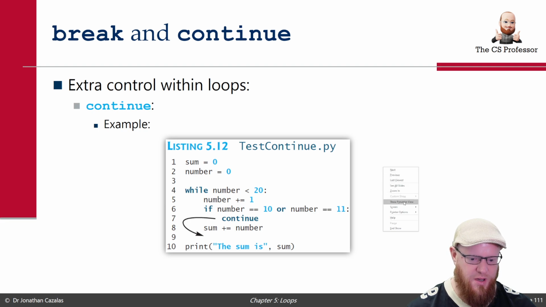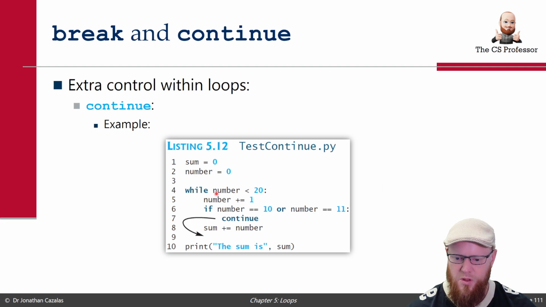We come to line 4 again. Is 11 less than 20? It is. We add 1 to number. Number is 12. Line 6 will no longer be true, and we're going to add 12 to sum, 13 to sum, 14 to sum, all the way. We're going to add 18 and 19 to sum.